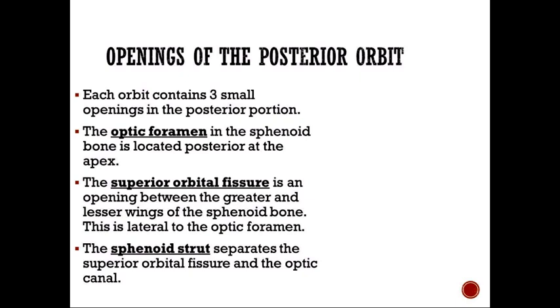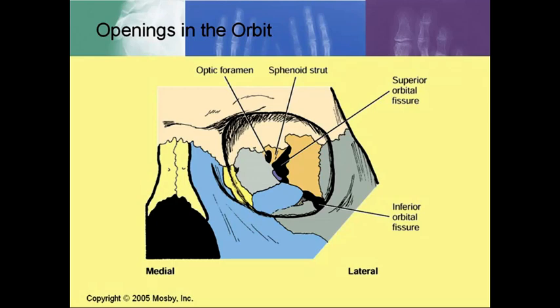The optic foramen in the sphenoid bone is located posterior at the apex. The superior orbital fissure is an opening between the greater and lesser wings of the sphenoid bone and is lateral to the optic foramen. And the sphenoid strut separates the superior orbital fissure and the optic canal. And here you can see the optic foramen, the sphenoid strut, the superior orbital fissure, and then inferiorly and lateral, the inferior orbital fissure.